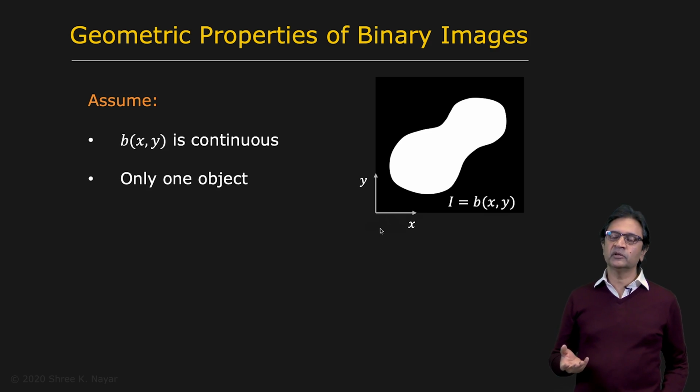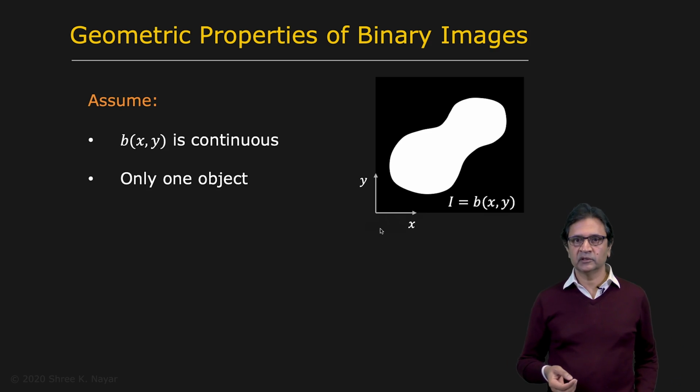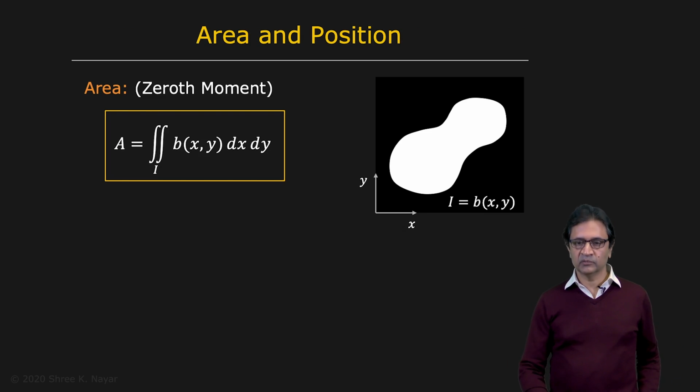So the simplest property you can compute is the area of the object, and that's the 0th moment. You simply take b, integrate it over the entire image, and you have the area. It's a useful property because even the area alone can be used to distinguish between a small number of objects.